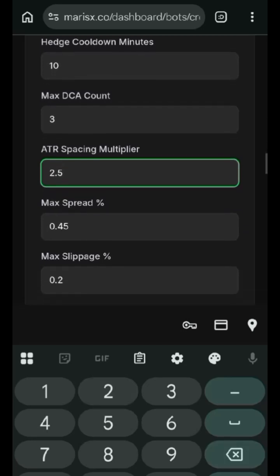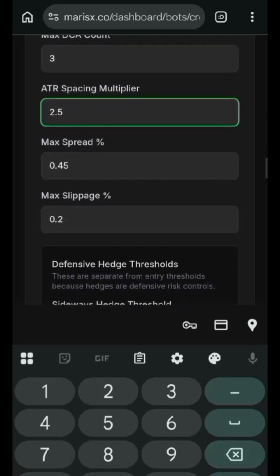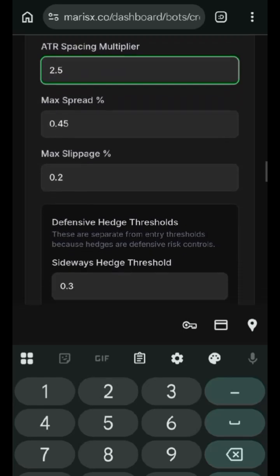And then maximum spread, leave it at 0.55. Maximum slippage, leave it at 0.2.